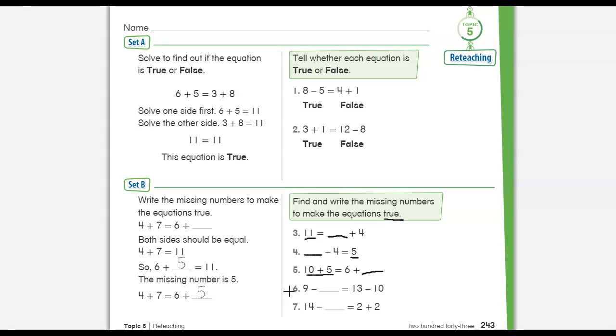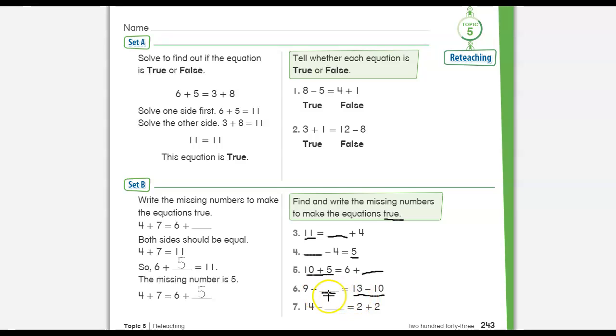For number 6, it says 9 minus blank equals 13 minus 10. So we're looking for this missing number, but what you would have to do first is solve what is 13 minus 10. And once you get your answer and see what this side equals, you'll be able to see 9 minus what number would give you the same number you got on this side.